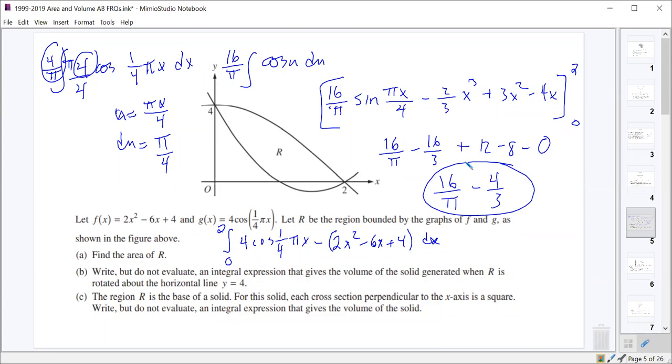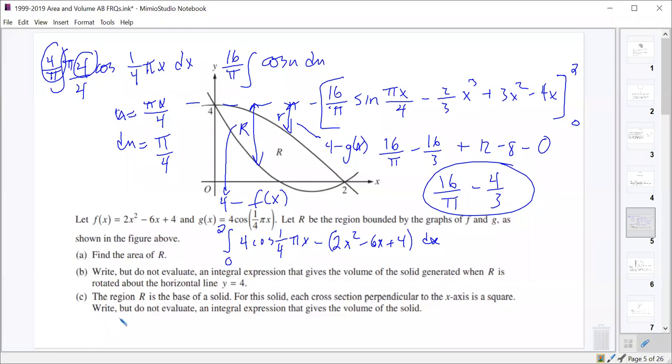Part B asks us to write, but we don't have to evaluate, an integral expression to give the volume if we take r and rotate it around y equals 4. So if I'm going to rotate around y equals 4, my outer radius is the lower function, and my inner radius is my upper function. Everybody agree with that? So my outer radius is 4 minus f of x, right? And my inner radius ought to be 4 minus g of x.